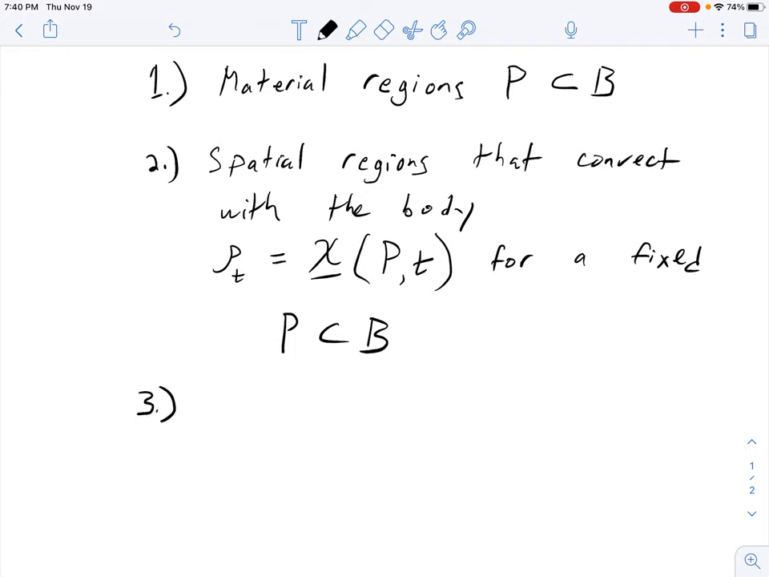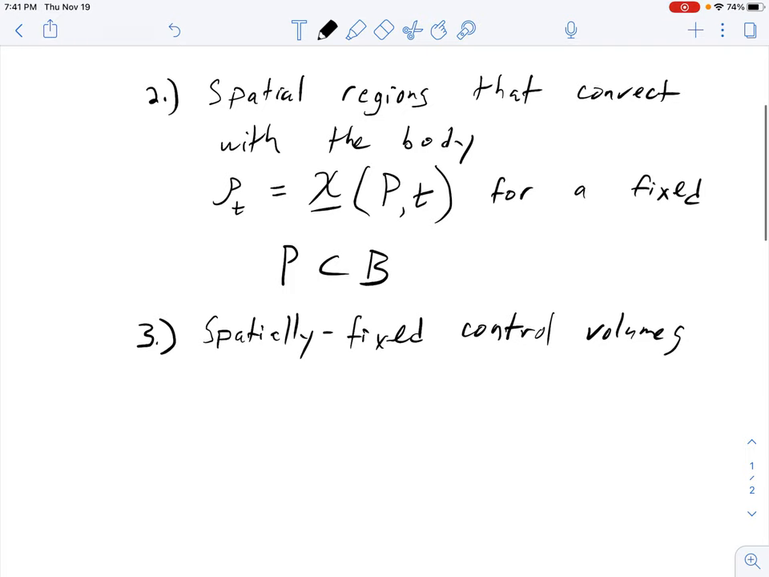And the third is spatially fixed control volumes. And the book denotes them with a kind of slanty but not italicized letter. I'll probably end up writing it more like that, but if it's the letter R, it's probably going to be a control volume. I'll always say if it's a control volume. So material is free to flow through a control volume. It doesn't necessarily move with the body.